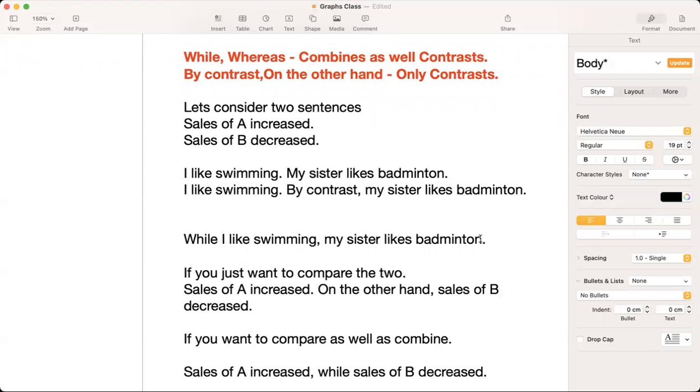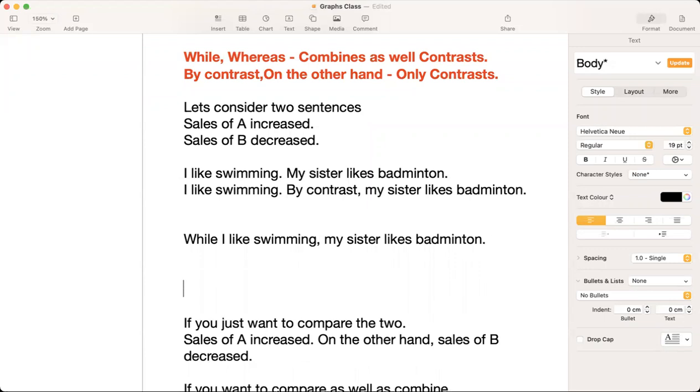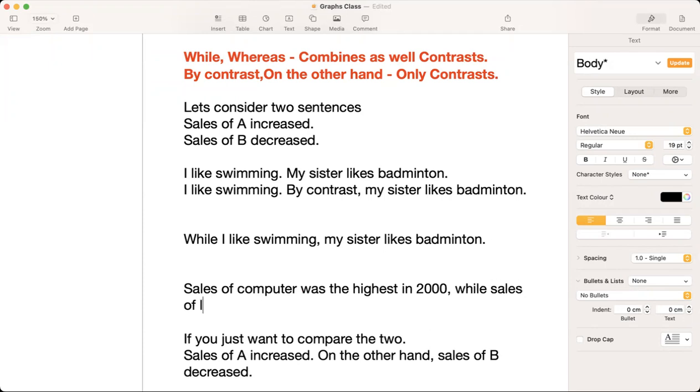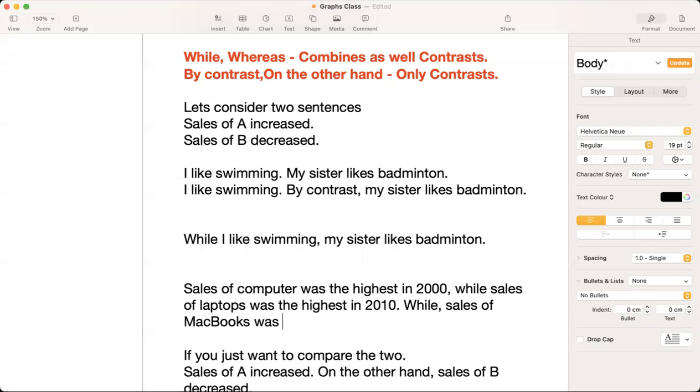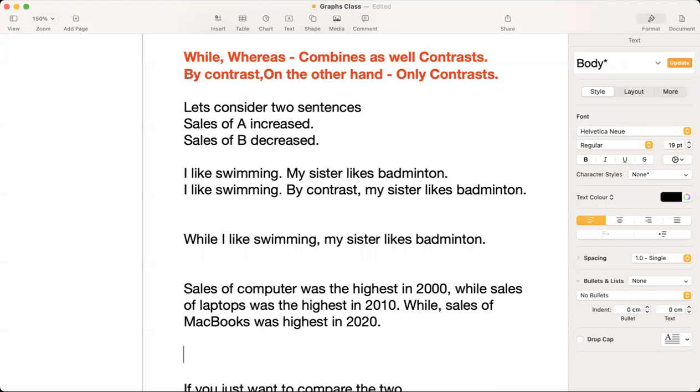Now I'm going to give you two options and you're going to tell me which option is correct, which option is wrong. Okay. Sales of computers was the highest in 2000, while sales of laptops was the highest in 2010, and while sales of MacBooks was highest in 2020. So now tell me, is this correct or not? Which part of it is wrong?